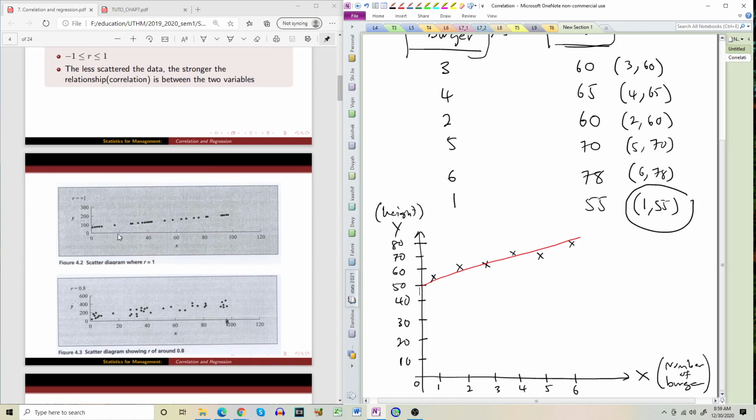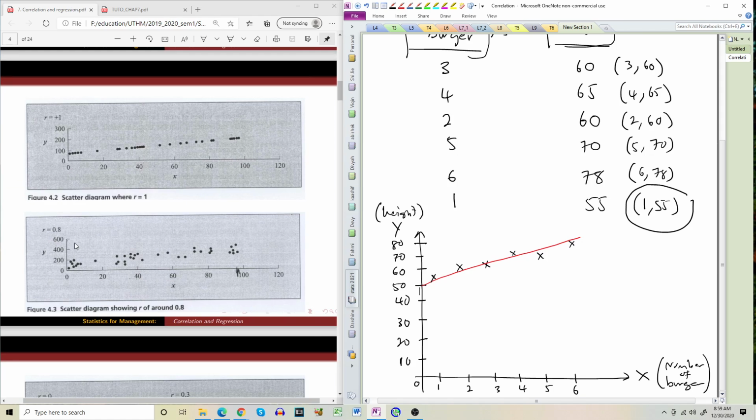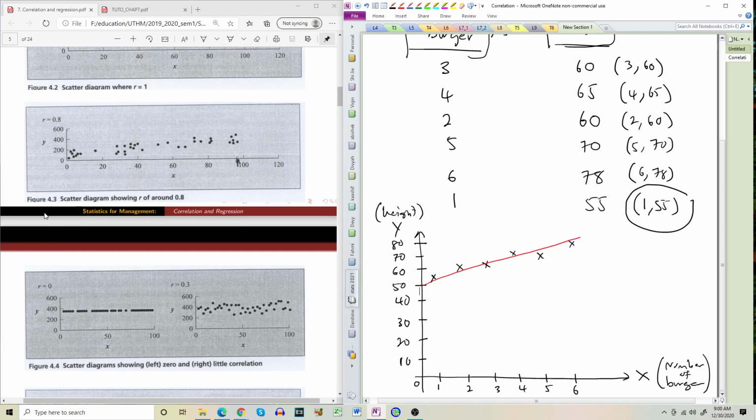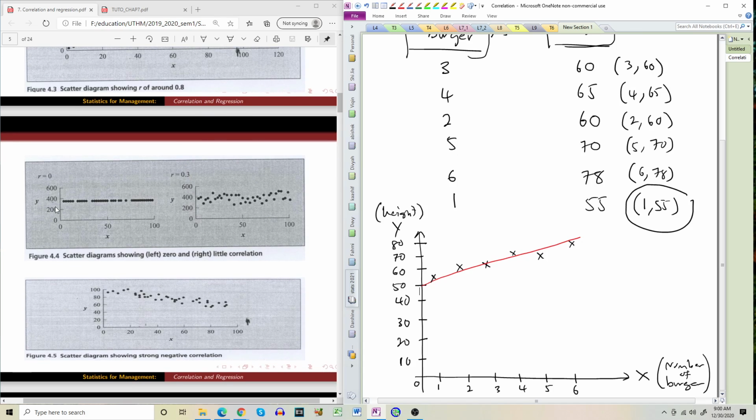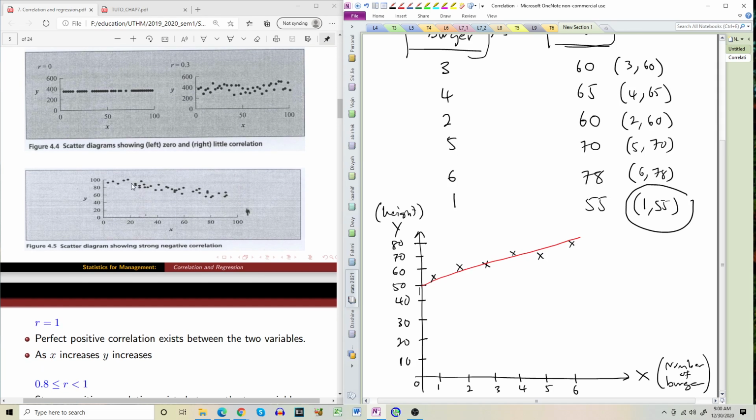when you see the first graph, look at this. When you plot, you see all these points fall on a straight line. This is a very strong relationship. We call this a very strong correlation. You see the second one, figure 4.3. This is a little bit scattered, which means it is weaker than the previous one. And you look at this straight line, no relationship at all. This one is a little bit scattered, and this one going downwards, a little bit of relationship.